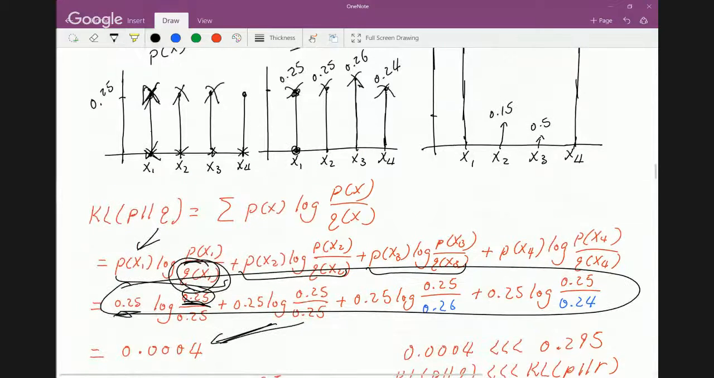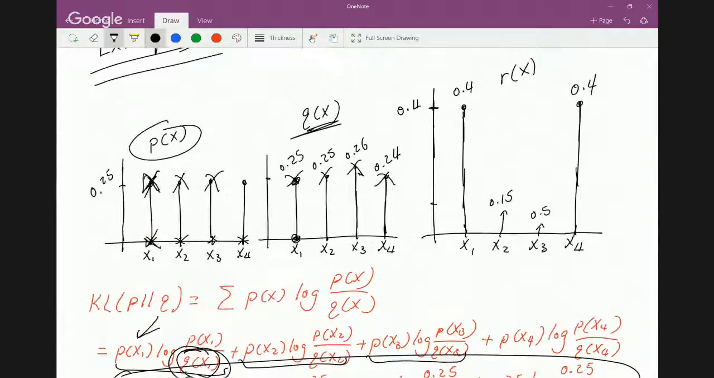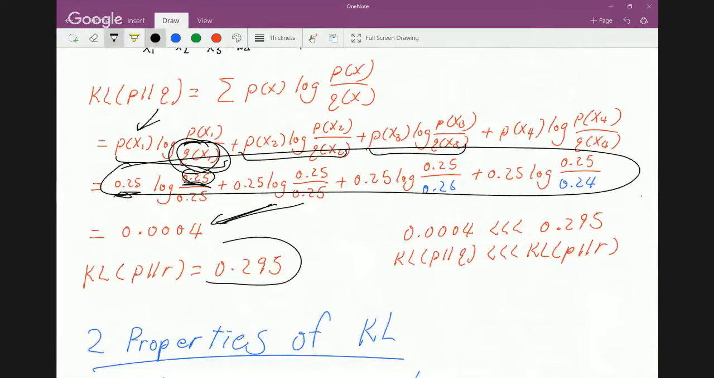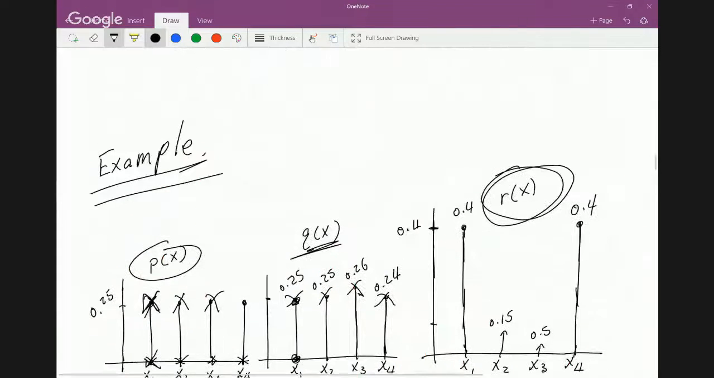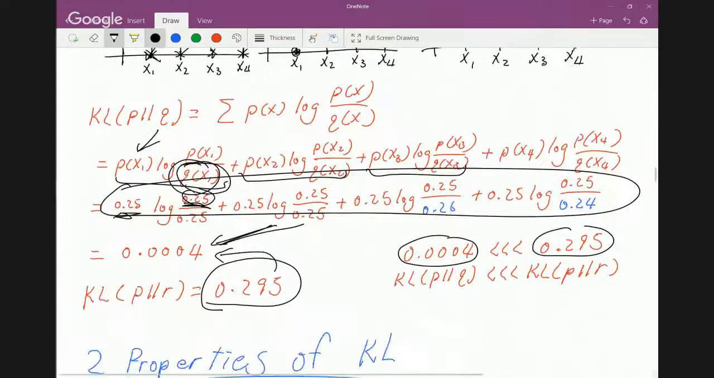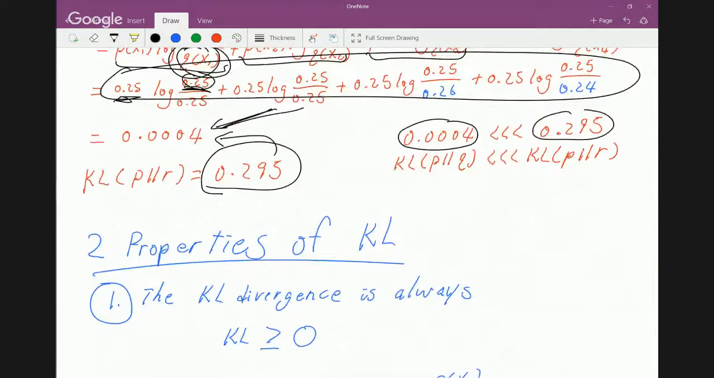I use the same ideas, and I also calculate P and R. Notice that for P and R it is 0.295, and this is much, much larger. See, 0.295 is much larger than this, which says that the distance between these two is very far, and the distance between these is relatively close. That's the point. Like I said, KL divergence gives you a measurement of how far distributions are from each other.